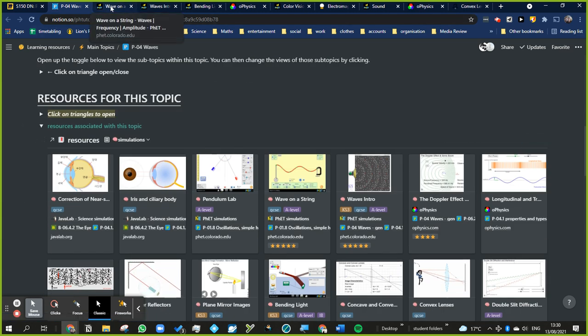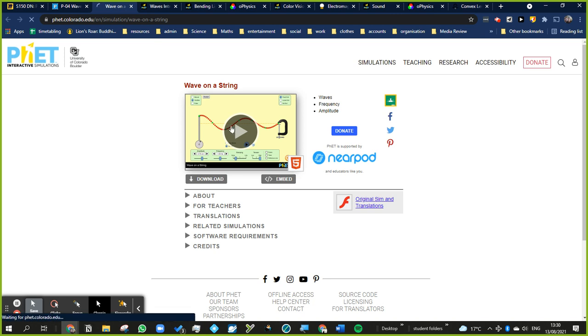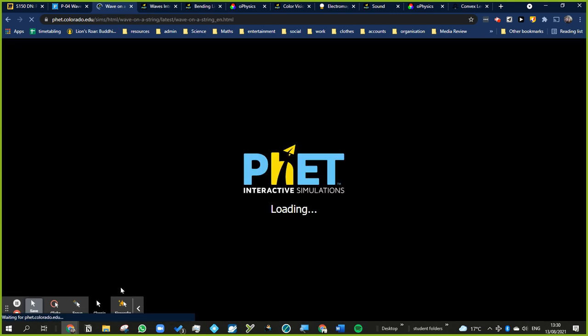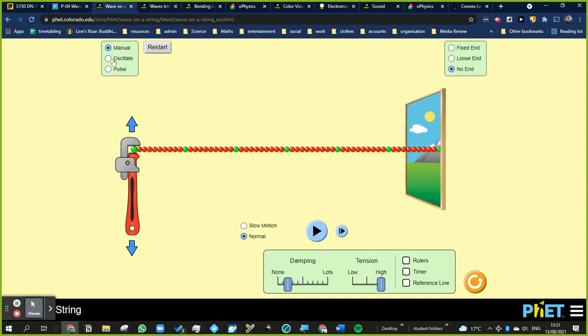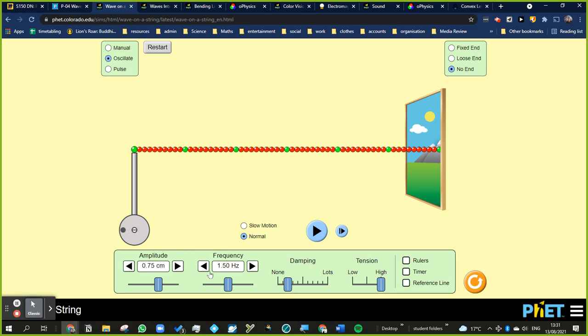So let's start off with this one here. This is the classic one I always start off with when I'm teaching waves. It's called Wave on a String. You can find it just by Googling PhET. I'm going to pause the simulation first. I'm going to choose No End, choose Oscillate, turn the damping down to none, and then press play.